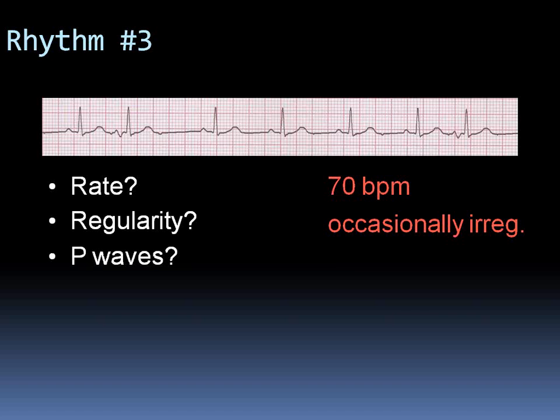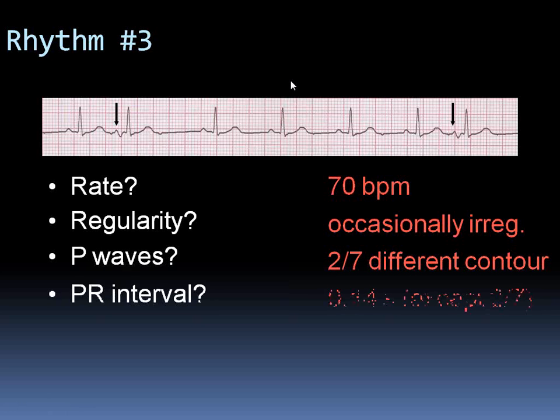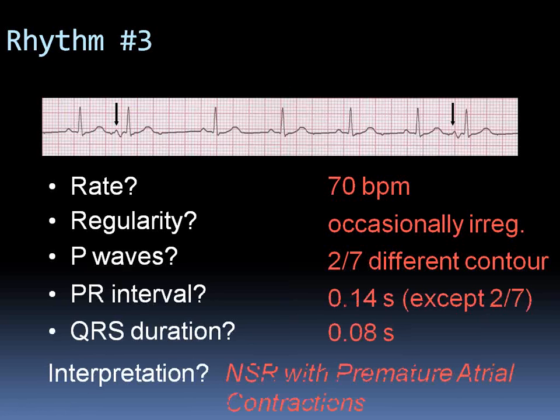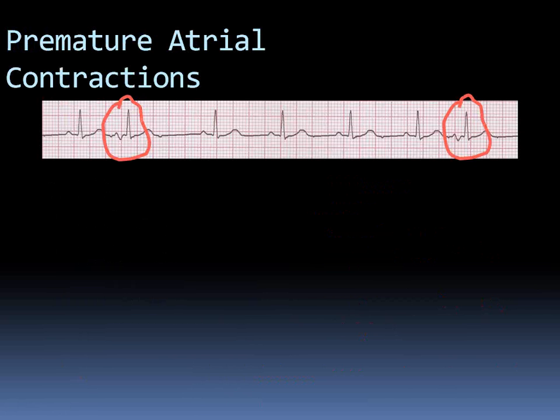Occasionally irregular, it comes in early. There's a P wave before every QRS. The P wave morphology is different, as we saw over here. This is a different P wave. This is a different P wave. And the PR interval is about the same. Normal sinus rhythm with premature atrial contractions. Okay.